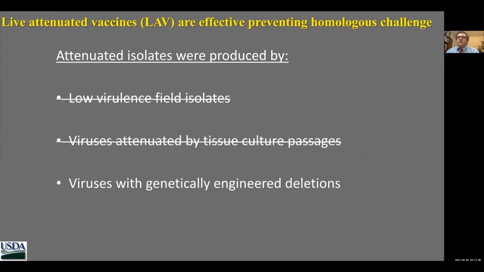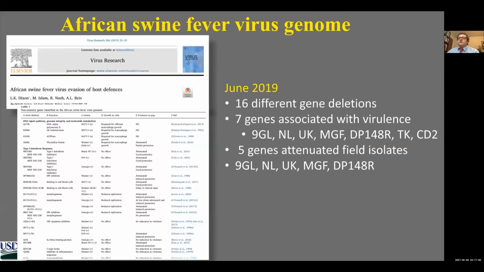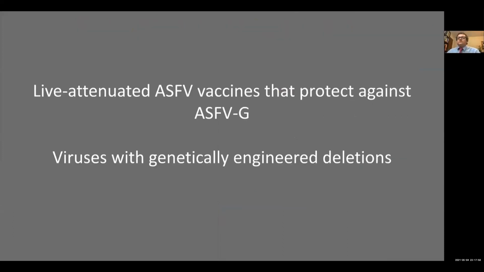So next, I'm going to talk about viruses with genetically engineered deletions. I'd first like to show a very good review by the Dixon group in June 2019. In this review, they show that so far in the history of ASF, there are 16 different gene deletions. 7 genes are associated with virulence, and 5 of these genes attenuate field isolates.